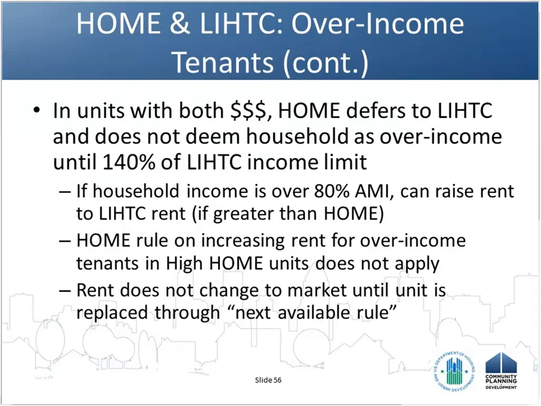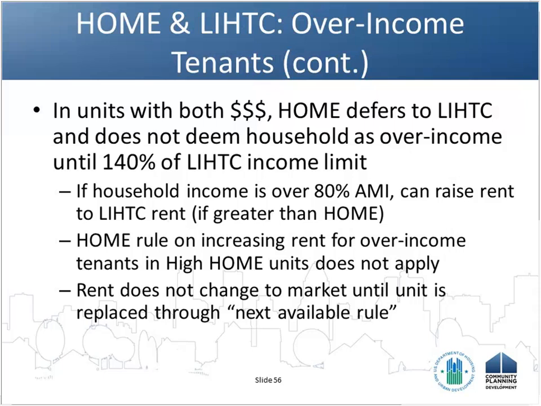So where we have a combination of HOME and low-income housing tax credits, so that's a unit that's been designated as having both funding sources in that unit. In most other cases, we are always talking about, well, we're going to defer to the more restrictive requirement. In this case, the HOME program defers to the tax credit program and waits until that household meets the low-income housing tax credit definition of over-income. So that's at 140% of low-income housing tax credit income limits.